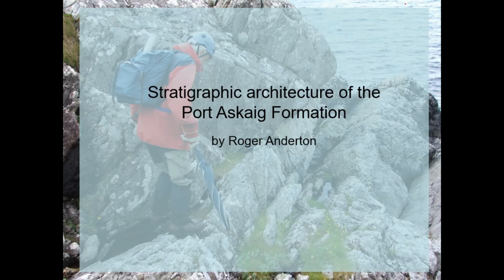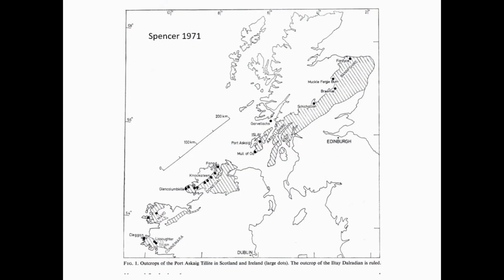I'm going to talk briefly about the stratigraphic and structural context of the Port Askaig Formation in Argyll. Starting here with figure 1 from Tony Spencer's original 1971 memoir, the black dots show the location of the Port Askaig Formation across Scotland and Ireland, and the hashed area is the outcrop of the Dalradian supergroup. The Argyll area lies in the centre of this outcrop belt.